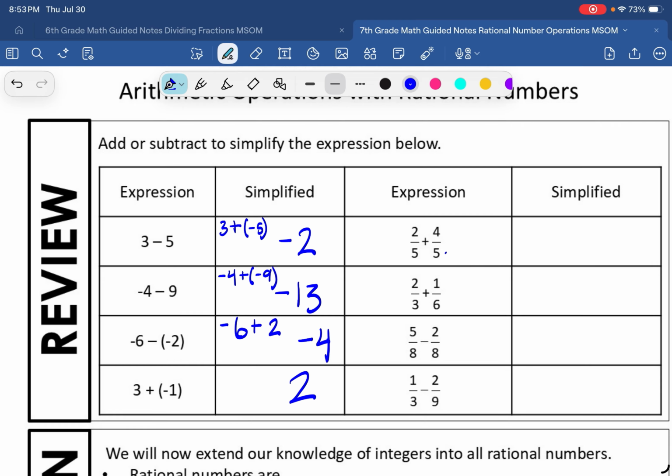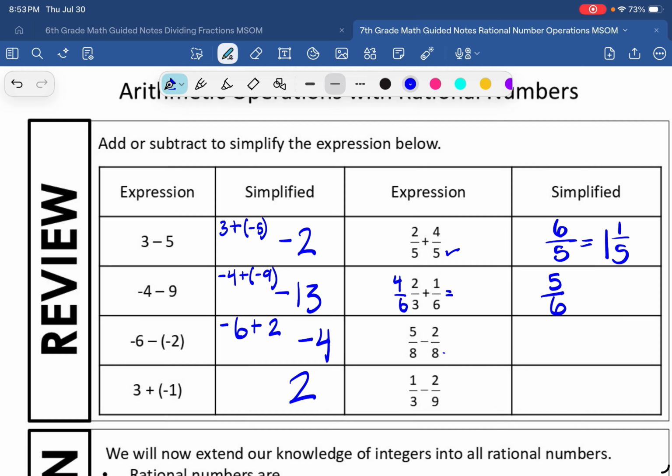2/5 plus 4/5. My denominators are already the same, so I will add the numerators, and that gives me 6/5, which is the same as 1 and 1/5. 2/3 plus 1/6. We will get common denominators of a 6th, and then that will change to a 4 because I multiplied the numerator and the denominator by 2. So now it says 4/6 plus 1/6, and that is 5/6.